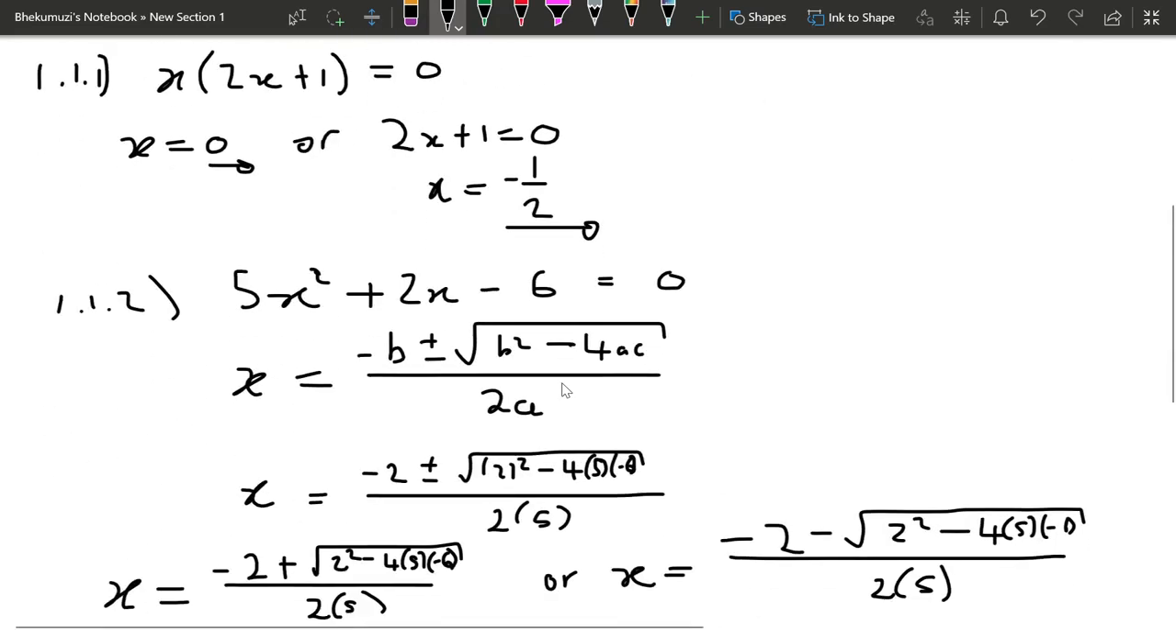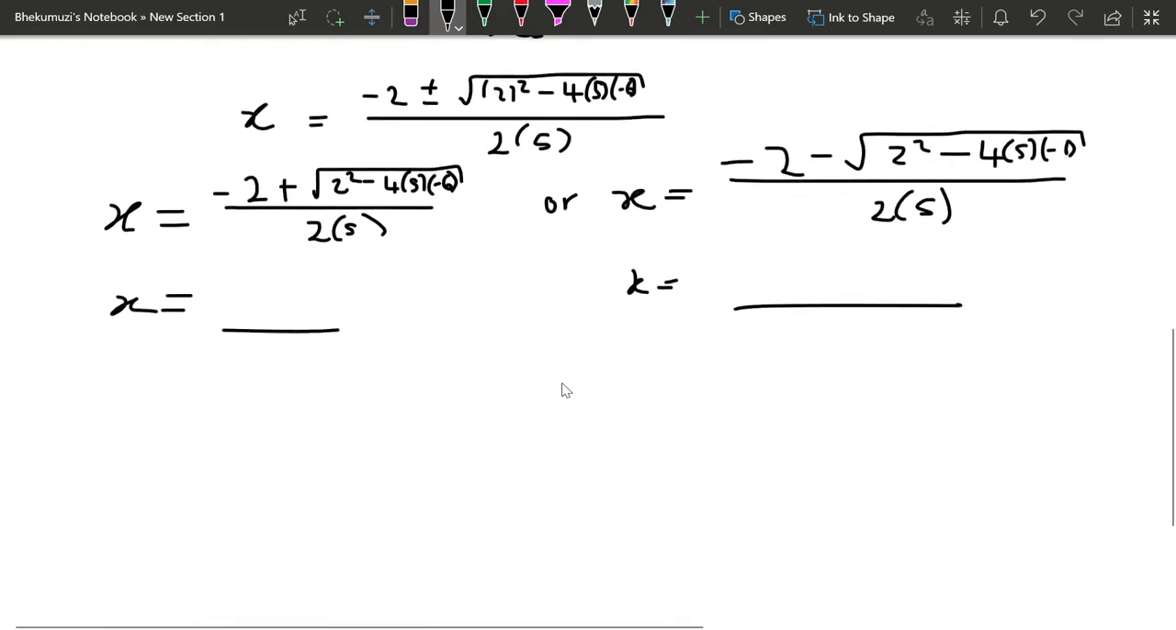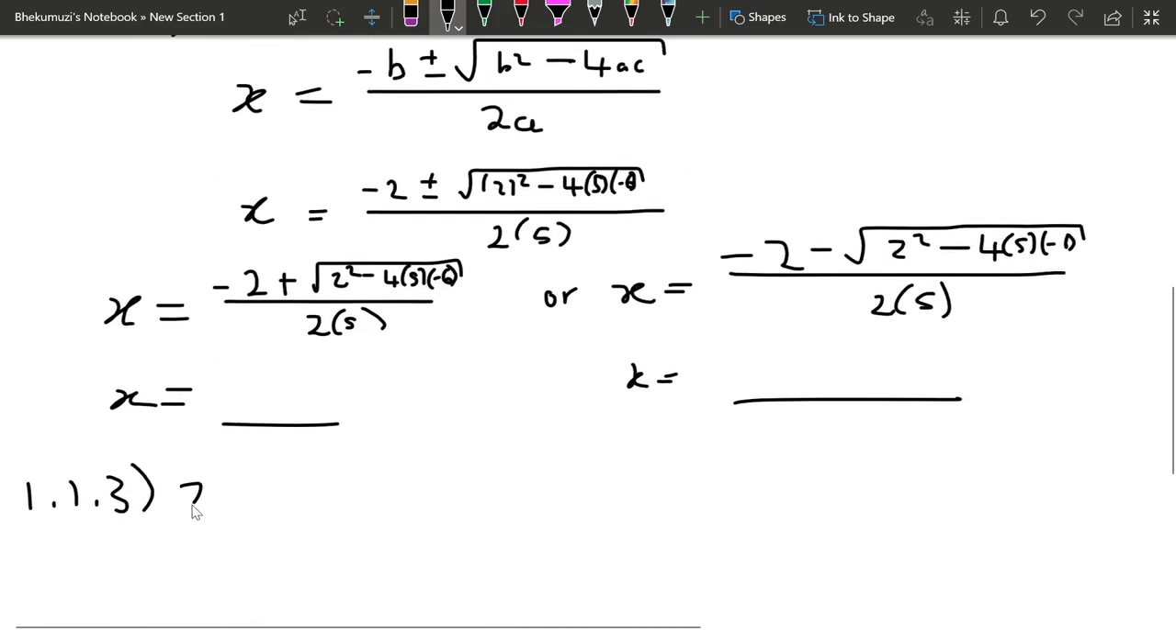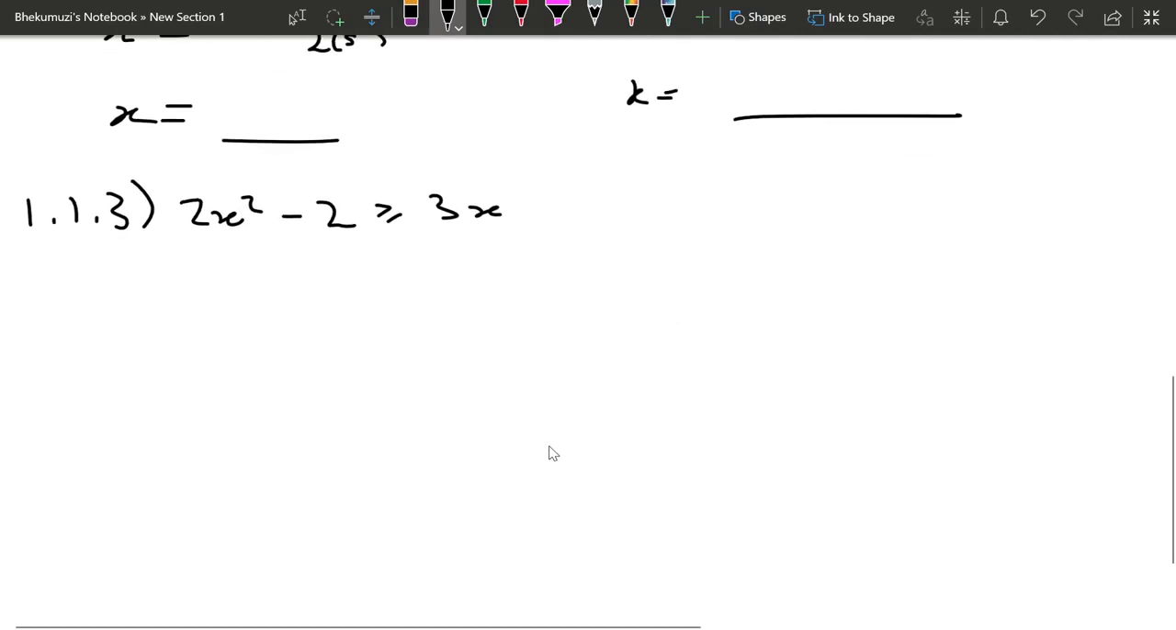Okay, and then we have 1.1.3, and it says 2x squared minus 2 is greater or equals to 3x, right? So it's 2x squared minus 2 is greater or equals to 3x. Now this is what we call an inequality, right? And basically a solution for an inequality is not one value. It is a set of values, basically a list of particular numbers that we could have.